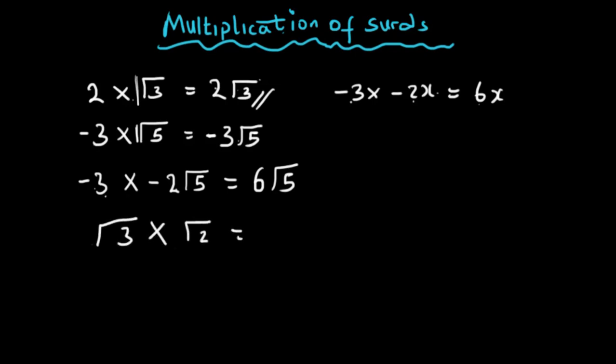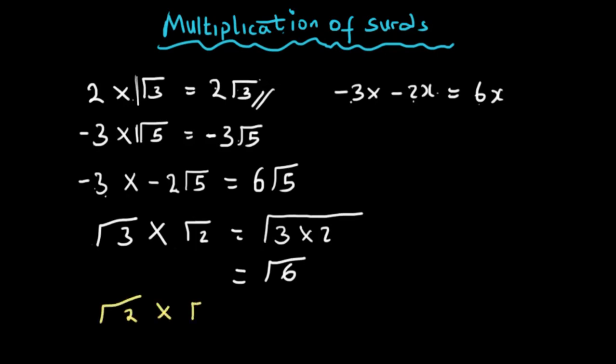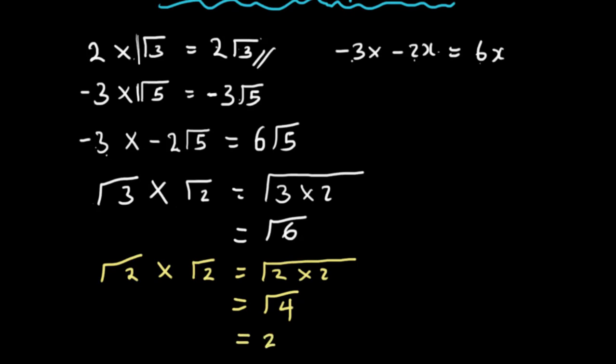Now, what if we have root 3 times root 2? Root 3 times root 2 is like root of 3 times 2. Can you see? Which will give us root 6. Does this make sense? Alright, so if we have root 2 times root 2, that's the same thing as root of 2 times 2. That will give us root 4. And root 4 is what? 2. Can you see? So root 2 times root 2 will give us 2. Root 3 times root 3 will give us 3. Root 6 times root 6 will give us 6. Do you understand?